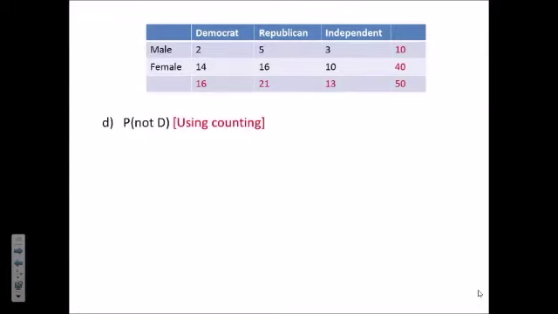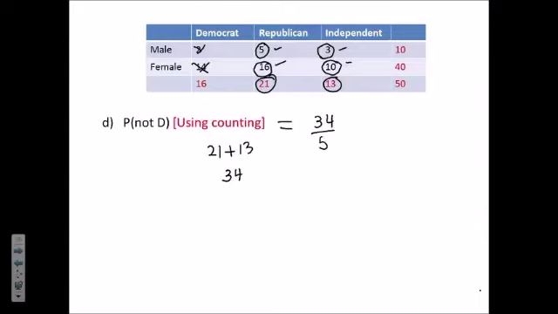What is the probability that you pick a non-Democrat? What's the probability of not Democrat? We could use counting here and just count the people that are not Democrats. Well, these people are Democrats. These are not Democrats. Republicans are not Democrats. Independents are not Democrats. So we could add these numbers together. Well, these two make 21, and these two make 13. 21 plus 13 is 34. So the probability is going to be 34 out of 50, or 17/25.